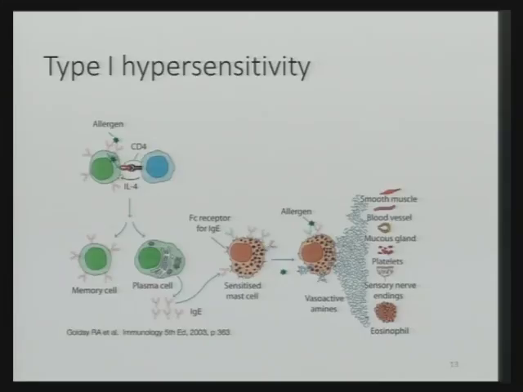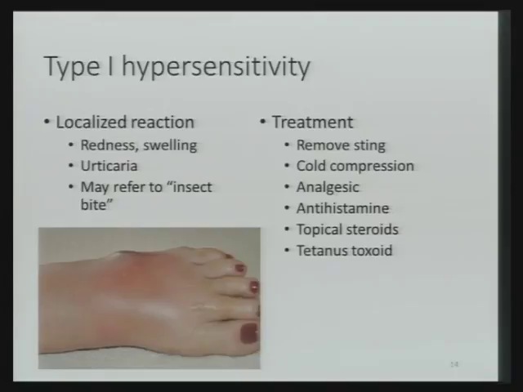What will happen to mucus glands? Your body will secrete more secretion, right? Your platelets will aggregate, right? As you answered, localized reaction would be redness, swelling, urticaria, itchy rash. You may refer to insect bite.